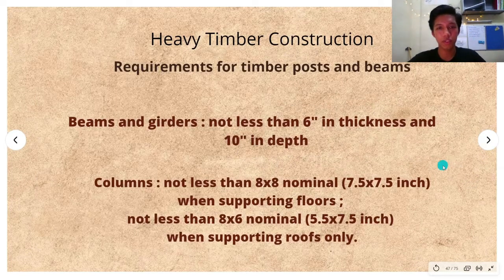This is the heavy timber construction and the requirements for timber posts and beams. Beams and girders must be not less than 6 inches in thickness and 10 inches in depth. Columns must be not less than 8 by 8 nominal, which is 7.5 by 7.5 inches, when supporting floors, and not less than 8 by 6 nominal, which is 5.5 by 7.5 inches, when supporting roofs only.